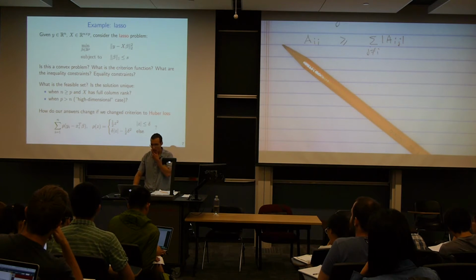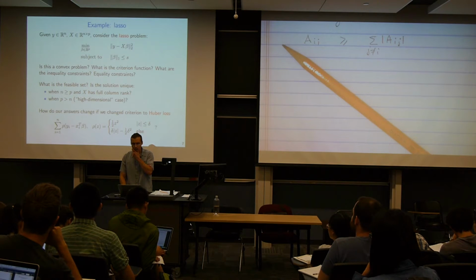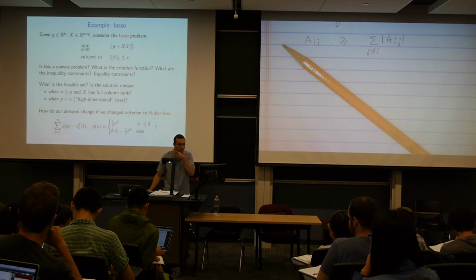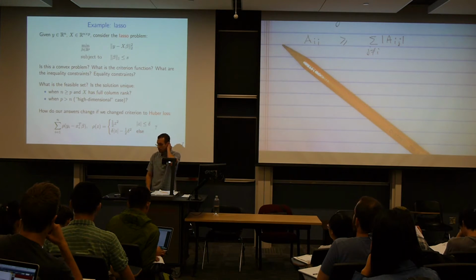Okay, here's an example of a convex problem with some constraints. The problem is called the lasso problem. It's also known as just L1 constrained linear regression.